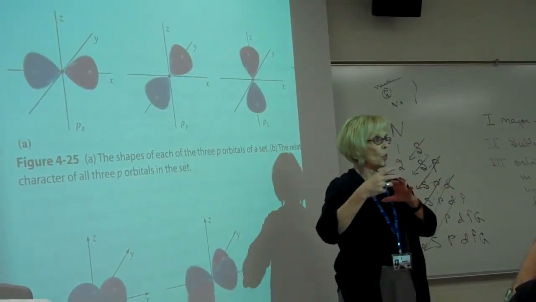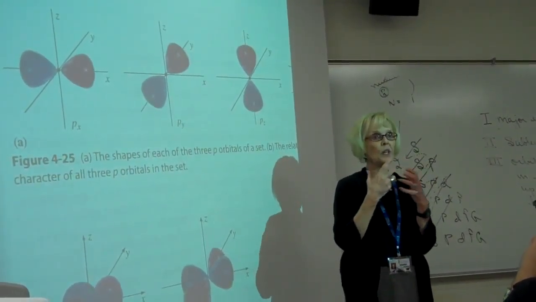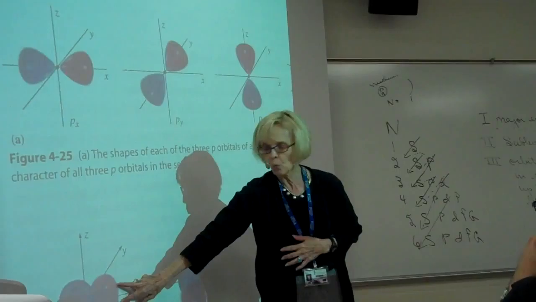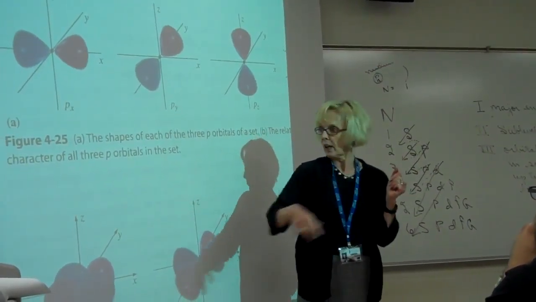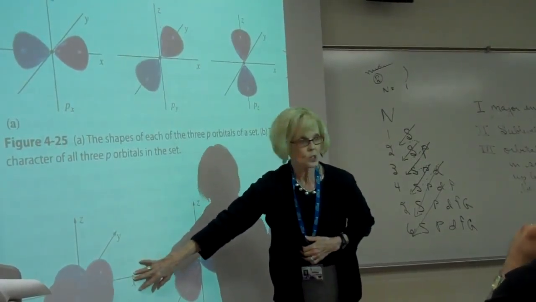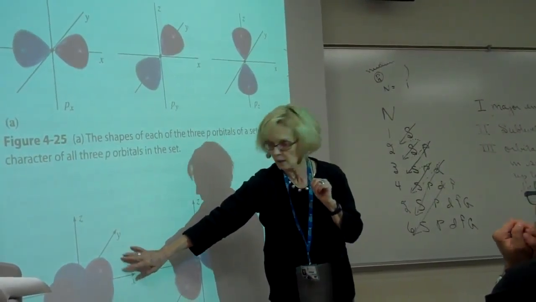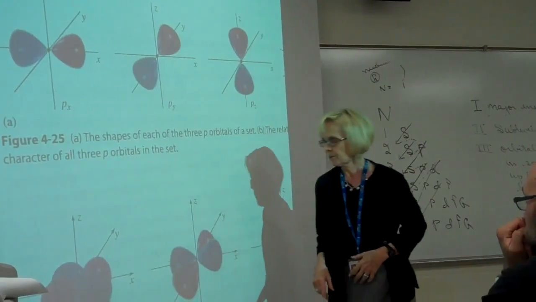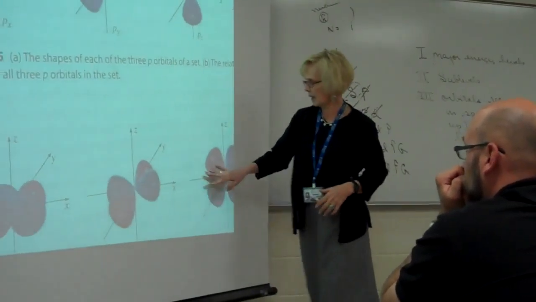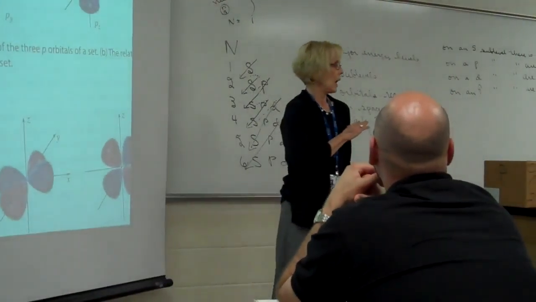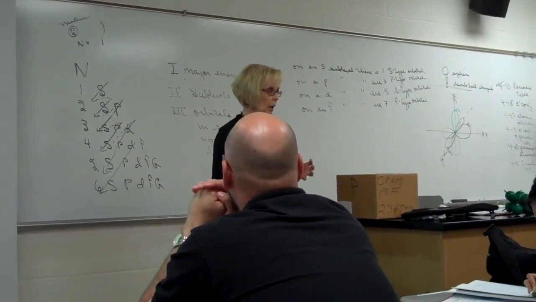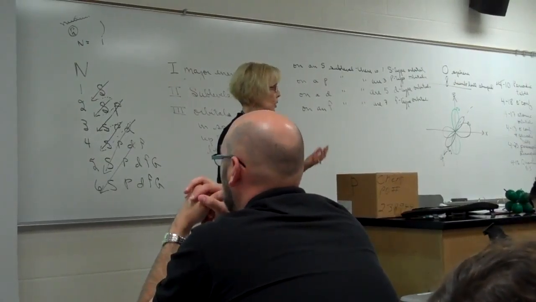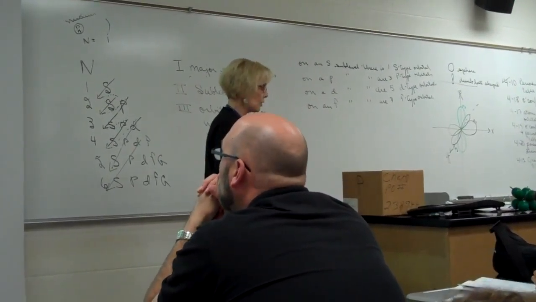D's are just more complex. It's like two P's put together. So here's one D orbital. It's like a four-leaf clover. And so they have that superimposed on an axis here as well. So this would be one of them, and this would be a second, and then they have pictures of the third. I don't care so much about the D's because they get more and more complex, but their shape is like a four-leaf clover. So those are the shapes.